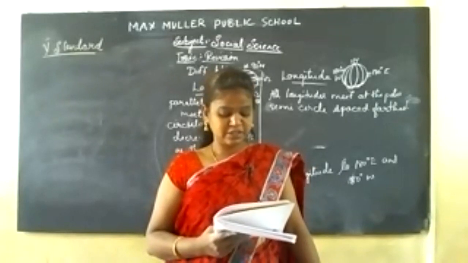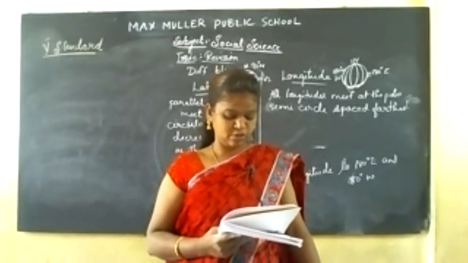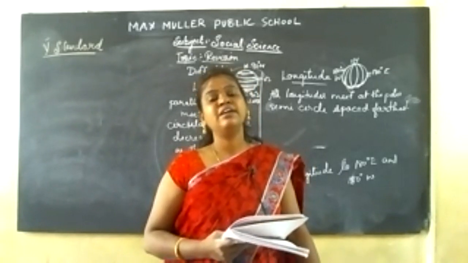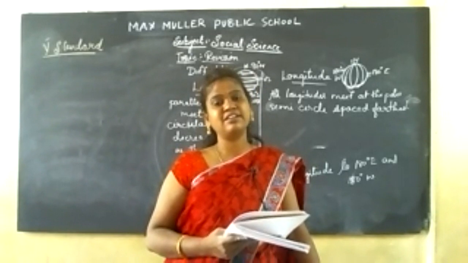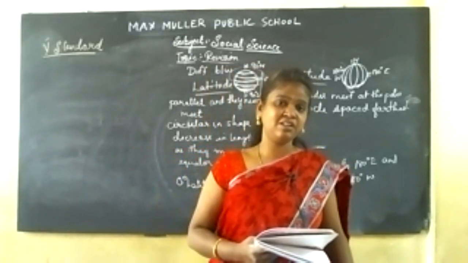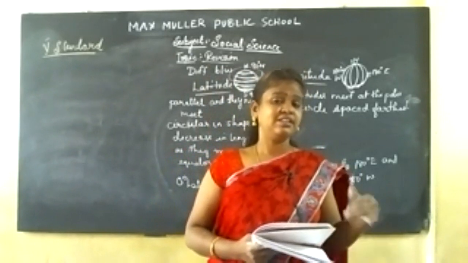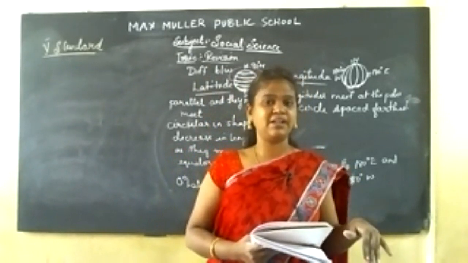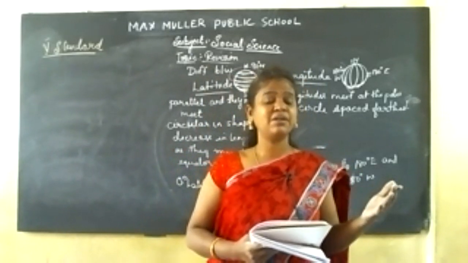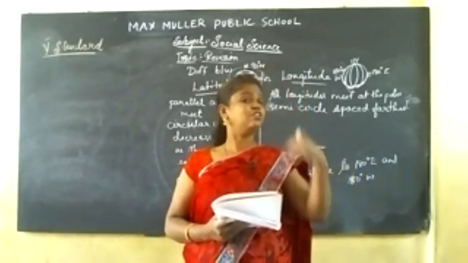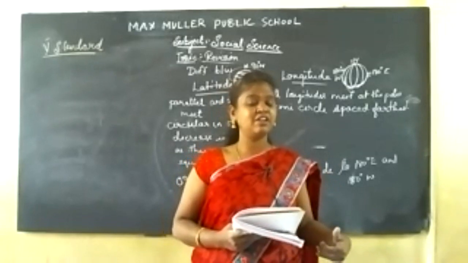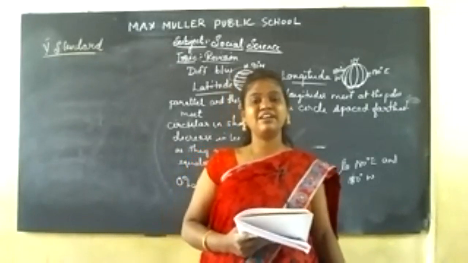Third point: latitudes are numbered from 0 degree latitude to 90 degree north and 90 degree south. So here the latitudes are numbered from 0 degree. The 0 degree is nothing but the equator. So it is starting from the equator to the north. It is dividing the Earth into two parts, the north and south. From the equator to the north is called the northern hemisphere, 0 to 90 degree north, as well as from 0 degree to south is the southern hemisphere, which is marked as 0 to 90 degree south.